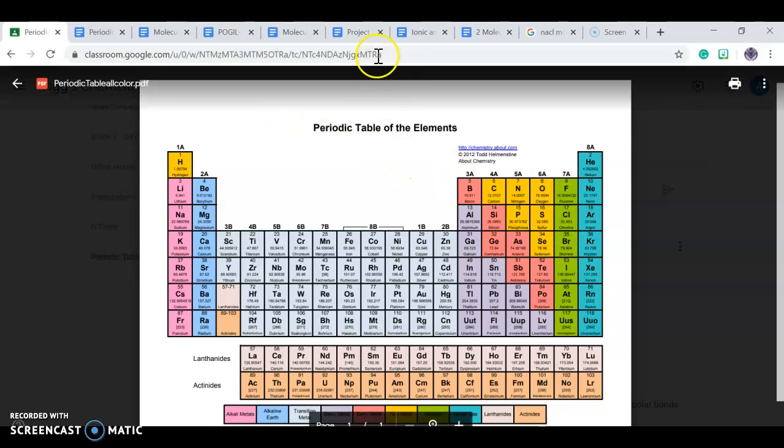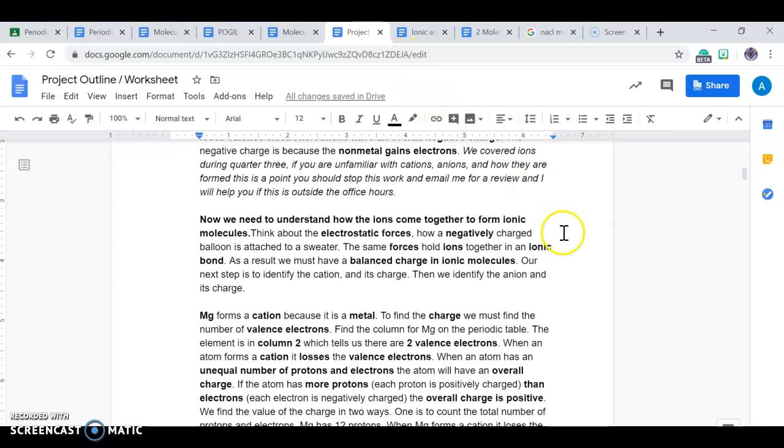All right, the outline walks you through this. Like I said, that's why it's long.